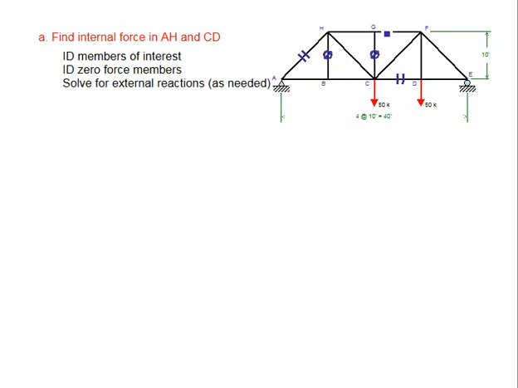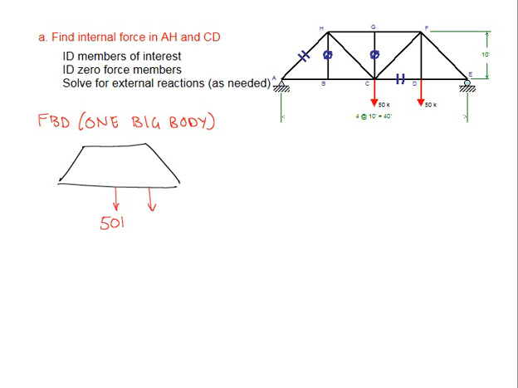With that information, we can now begin to move forward in our process, and we need the external reactions. In order to find the external reactions, we need a free body diagram of one big body, including all of our external forces acting on this body. We have a 50 kip load and a 50 kip load, and our reactions, in this case a Y reaction at the roller at E and an X and a Y reaction at the pin at A.